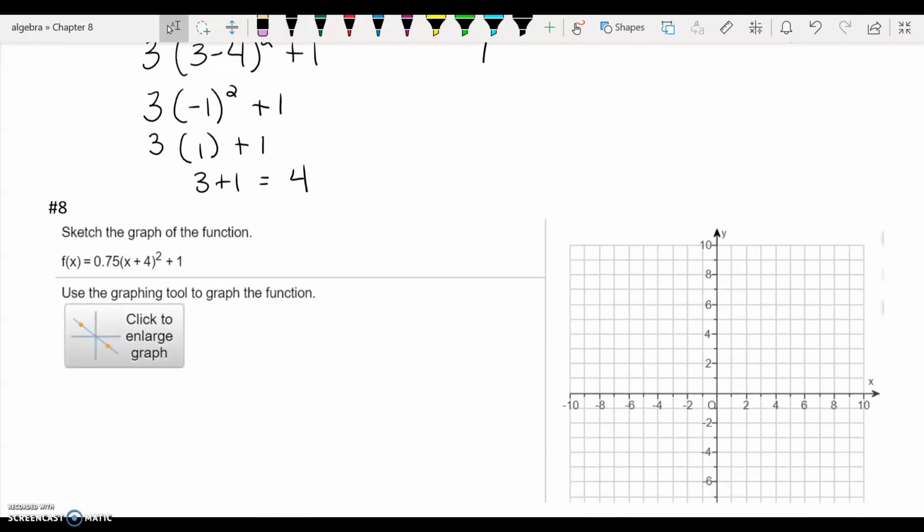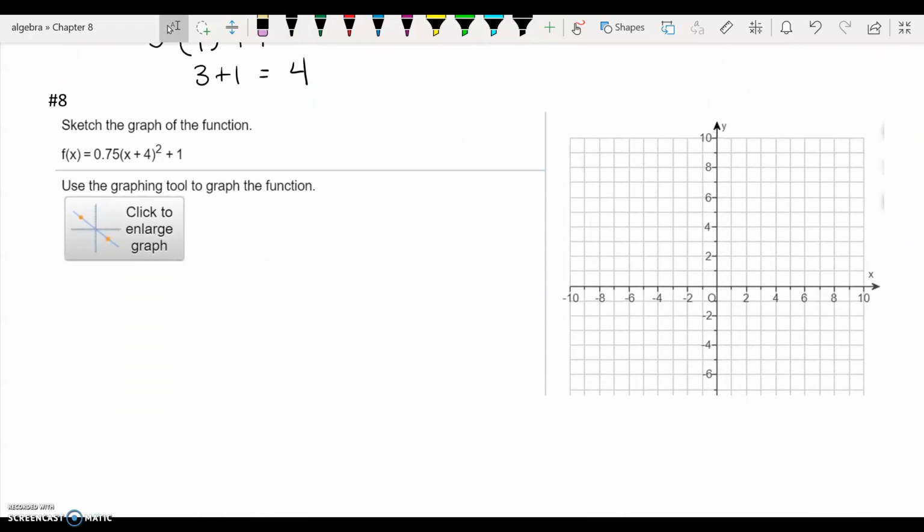Number 8, I want you guys to try this one by yourself. So go ahead and pause the video. I will put the answer in here. However, I do want you to try it by yourself. Your vertex is going to end up being negative 4, 1. You do know it's going to go upward. You know your axis of symmetry is on negative 4. And you know it's going to get wider.